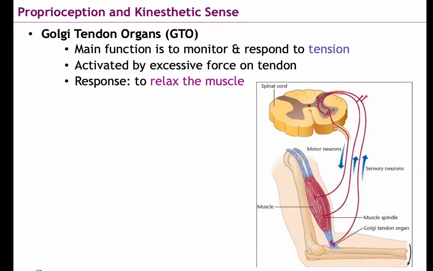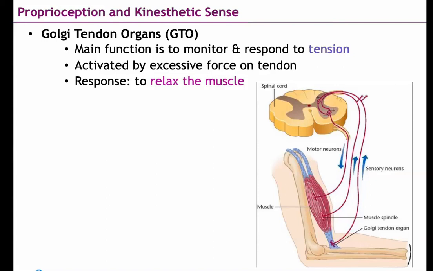So what does the GTO do? Its main function is that it monitors and responds to tension. They fire, so they're activated, with excessive force on the tendon. And then their response is to relax the muscle. So the opposite of the muscle spindle.